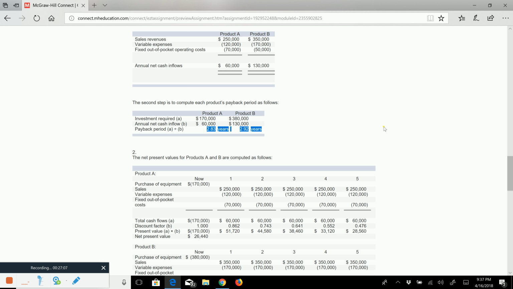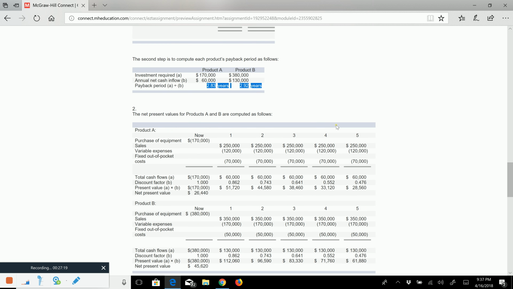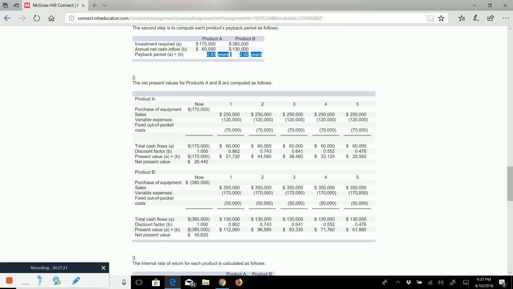Now, once again, the payback period completely ignores the time value of money. So what we really should do is calculate the net present values. And that's what we're going to do in the second part. We're going to look at the net present value for product A and B. Product A, spend $170,000 now, and that's already at present value. And then in years 1 through 5, here's our cash inflow, and we already saw this, $60,000 a year.